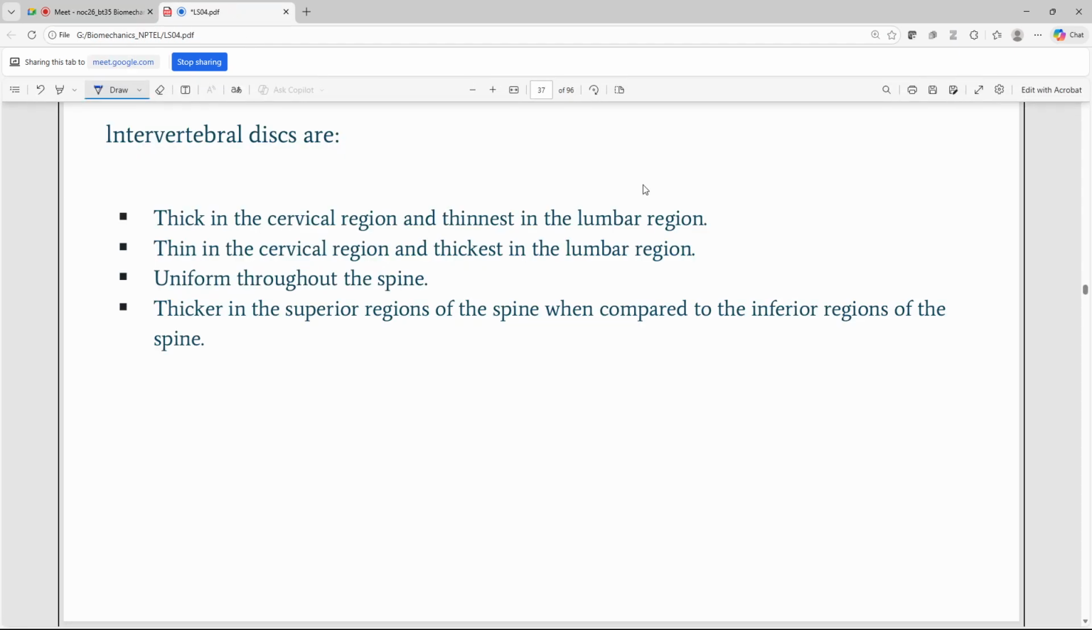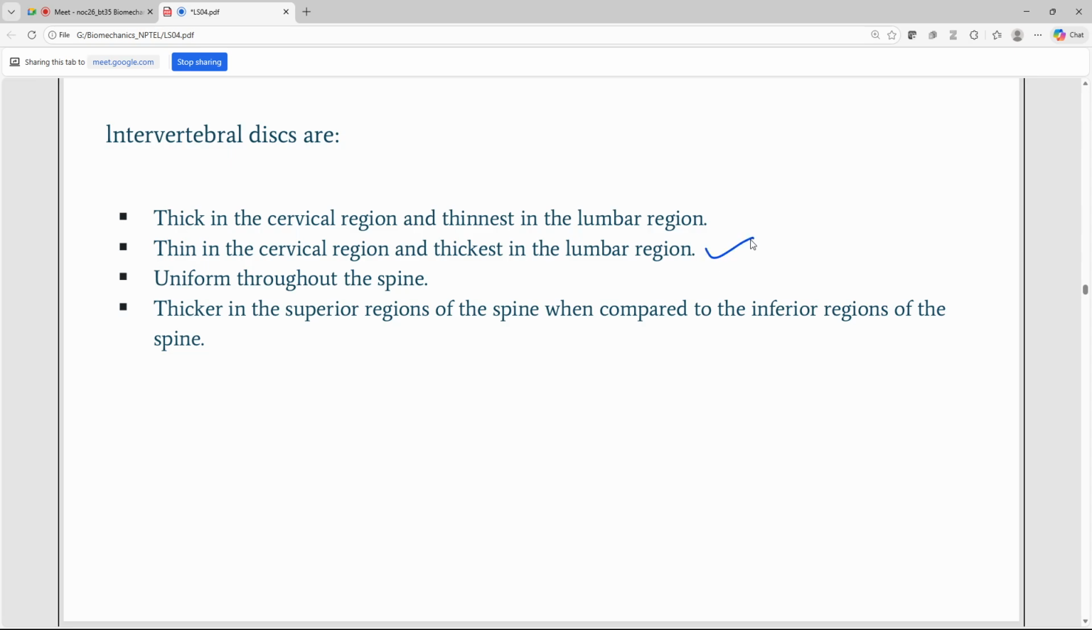Yes, the correct option is option B, thin in the cervical region and thickest in the lumbar region. That is, this is the spine. So this is the top neck portion. So this is the cervical region, followed by thoracic and lumbar.